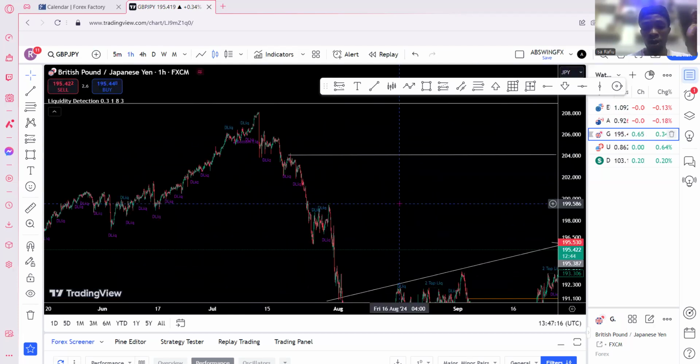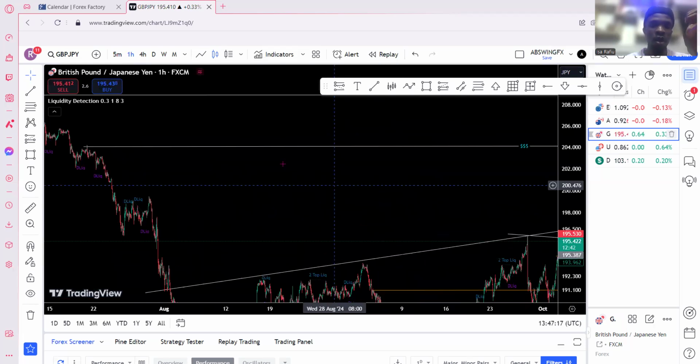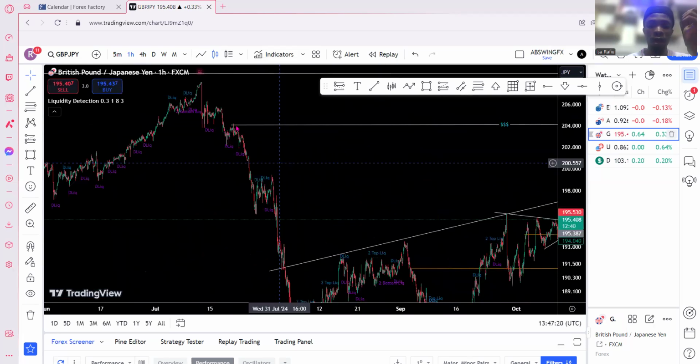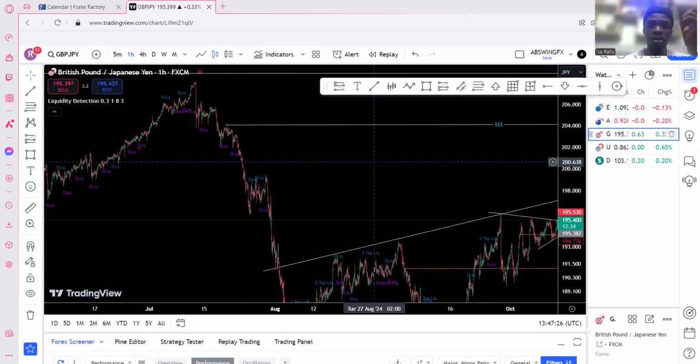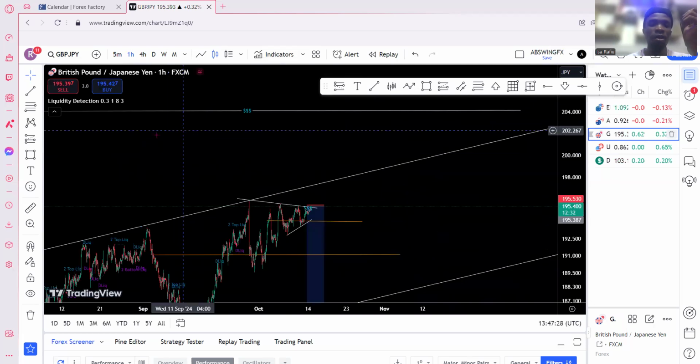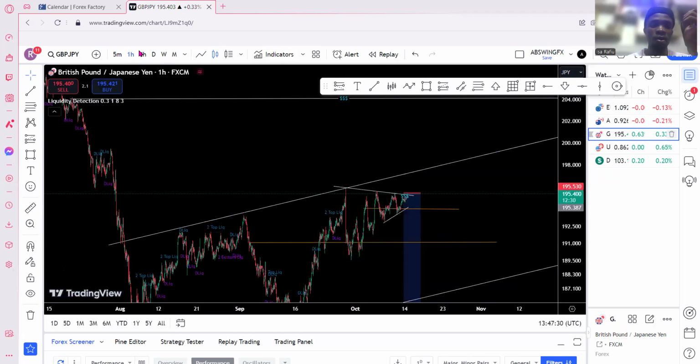So let's stick to the 1 hour time frame. I know personally that there is a liquidity here. I know definitely that there is a liquidity there.